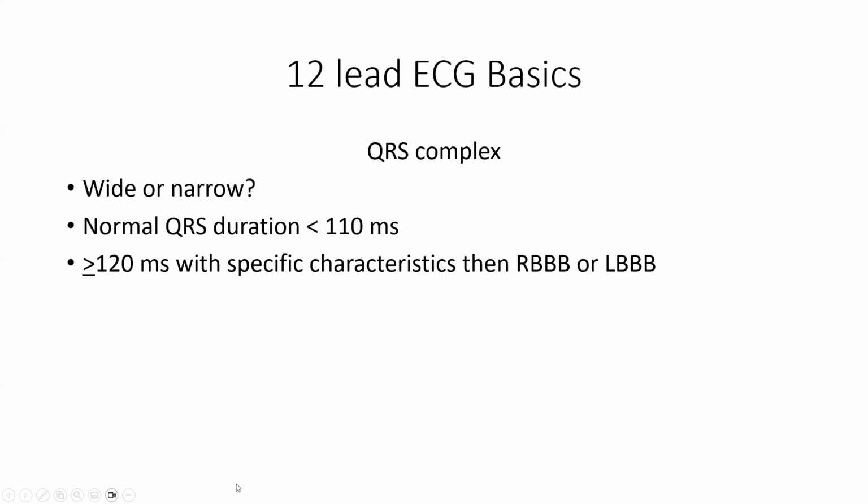Moving further on down the electrical cycle, looking at the QRS complexes and thinking about bundle branch blocks. So when we look at that QRS, eyeball, is it wide or is it narrow? Normal QRS duration technically is less than 110. If it's between 110 and 120, it's like an intraventricular conduction delay. 120 or higher, then likely some kind of bundle branch block.